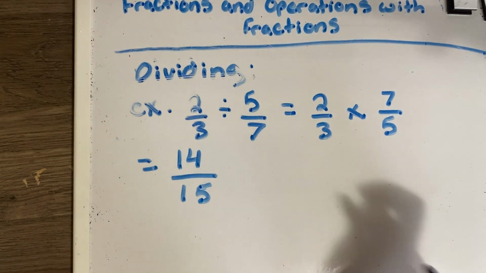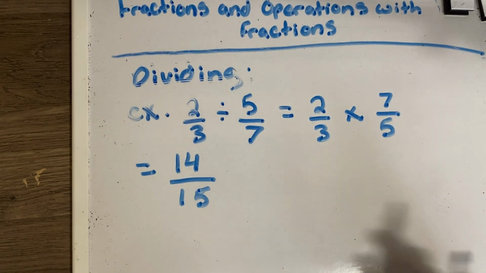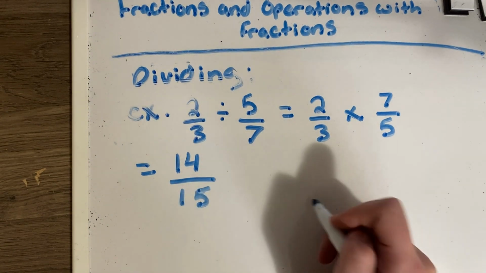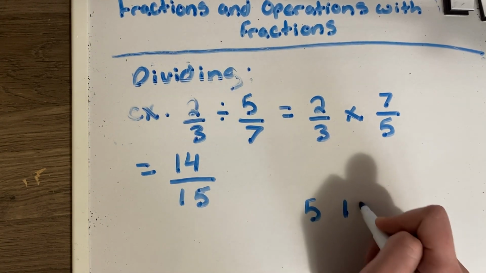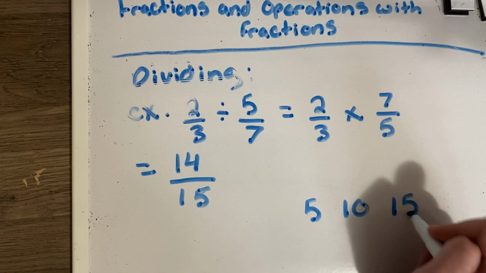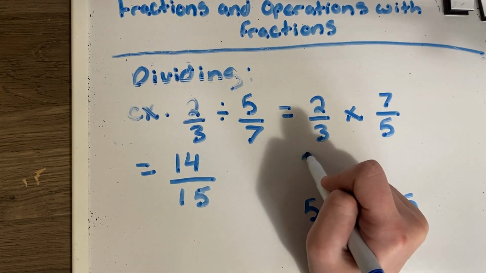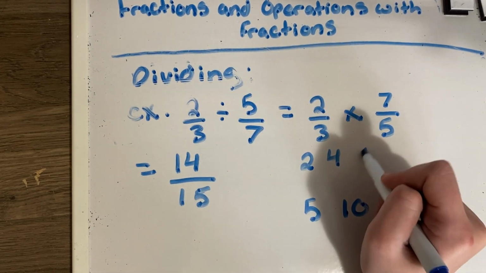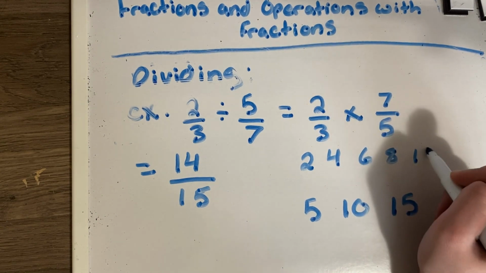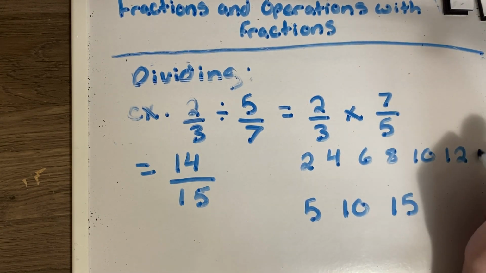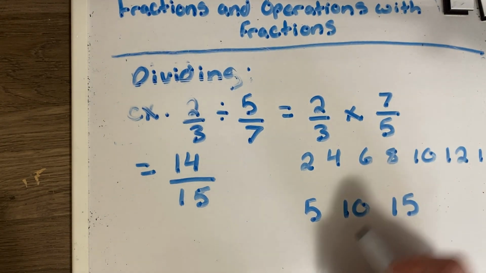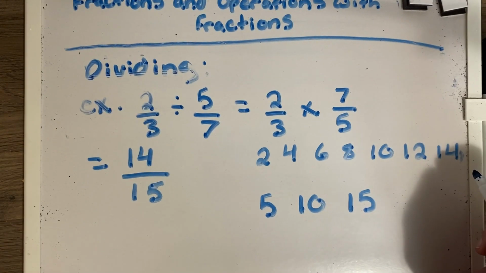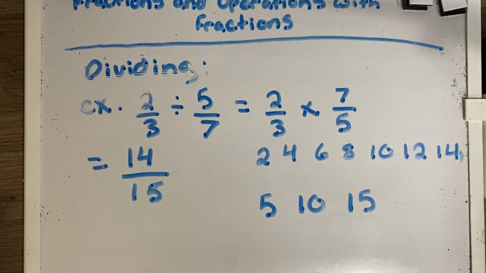All right, and then you can't reduce this any further because if you look at the 15 number line, 5, 10, 15, and then 14 is part of the 2 multiples, so 2, 4, 6, 8, 10, 12, 14, well, there's no number that they share in common that you could divide by in order to reduce the fraction.